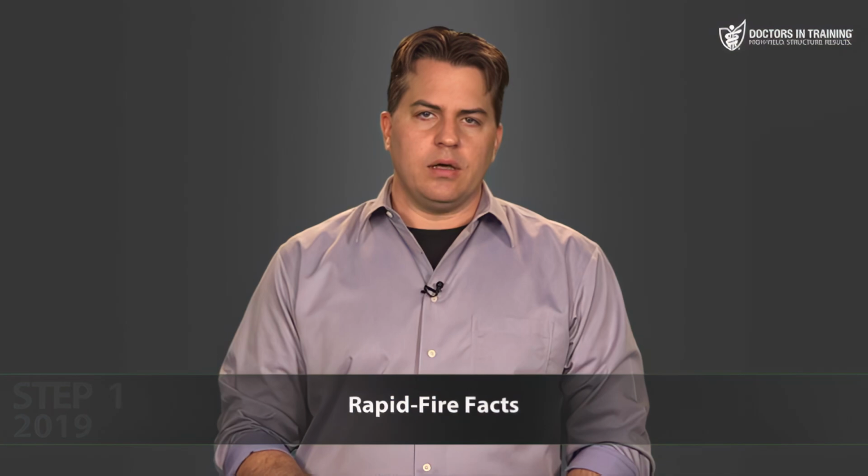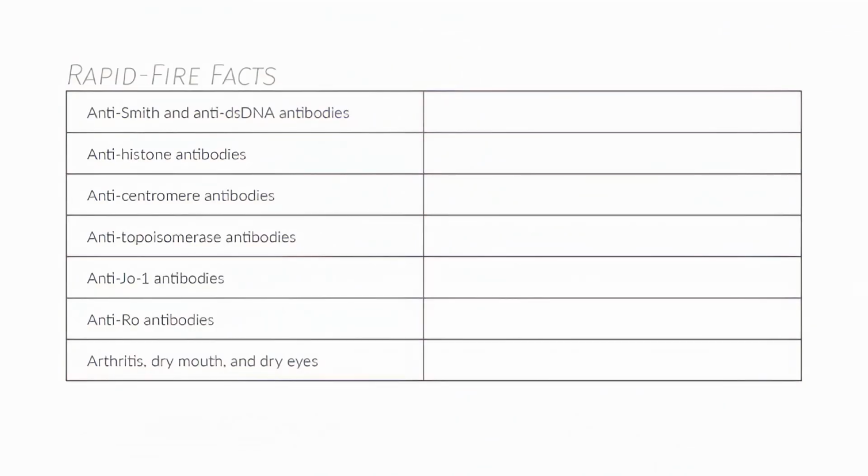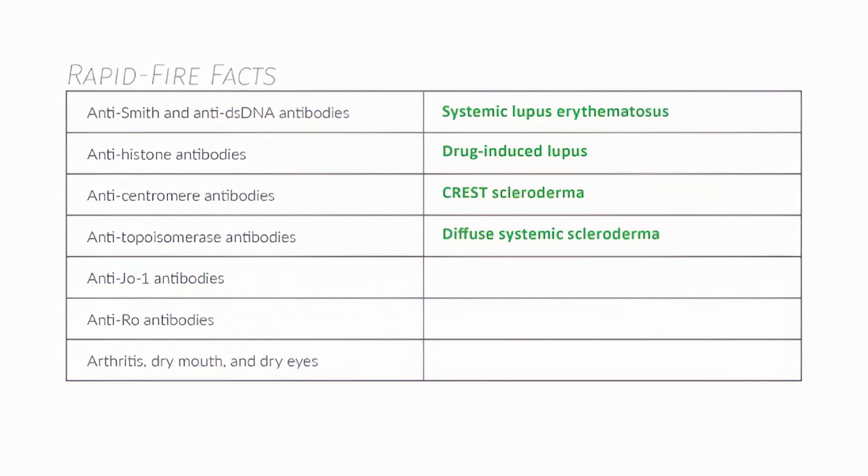And then there's a list of rapid fire facts. Let's go through those. Anti-Smith and anti-double-stranded DNA antibodies are suggestive of lupus. Anti-histone antibodies are seen in drug-induced lupus. Anti-centromere antibodies are seen in CREST scleroderma. Anti-topoisomerase antibodies are seen in diffuse systemic scleroderma. Anti-Jo antibodies are seen in polymyositis. Anti-Ro antibodies, also known as anti-SSA antibodies, are seen in Sjogren's syndrome. The triad of arthritis, dry mouth, and dry eyes characterize Sjogren's syndrome.